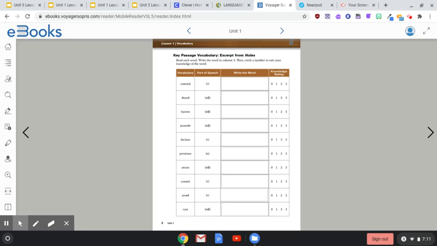Now let's read the next word together. Consist. Consist means to be made up of. What means to be made up of? The fine arts consist of theater, dance, and music. The sport of baseball consists of throwing, batting, running, and catching. My lunch will consist of a sandwich, an apple, and pretzels.